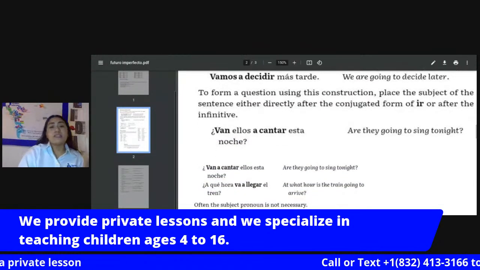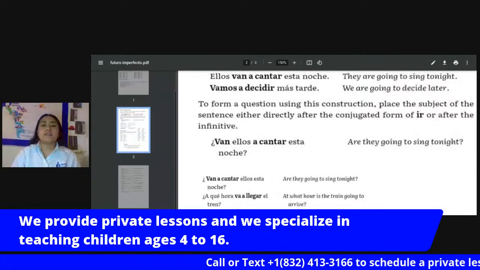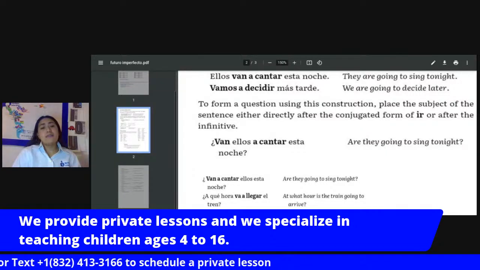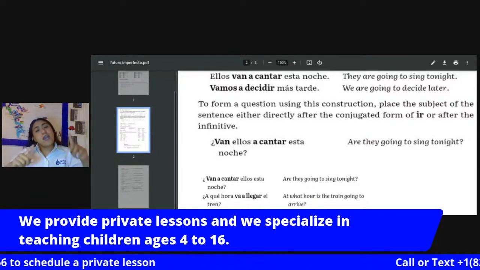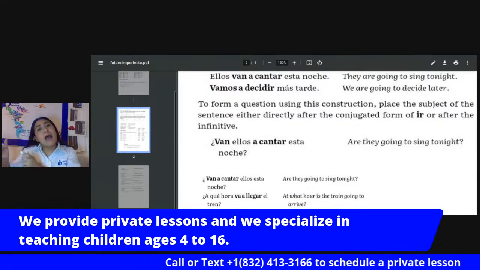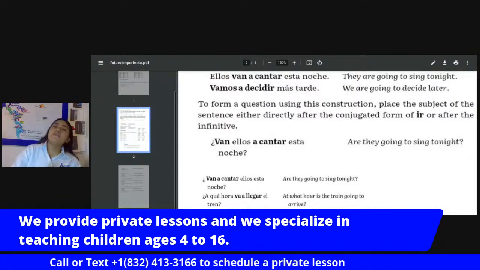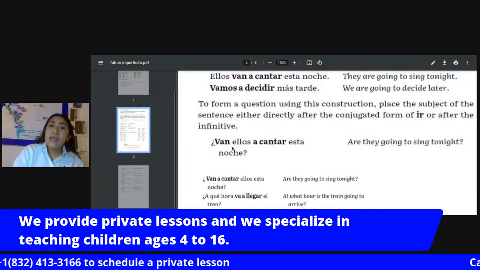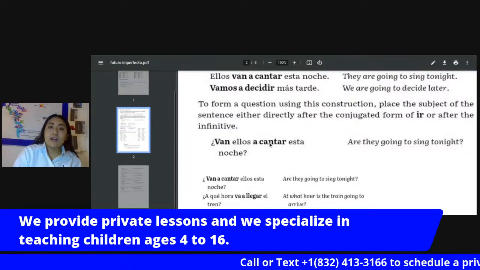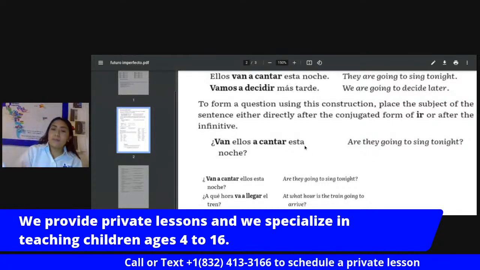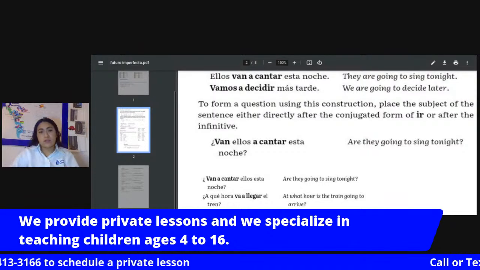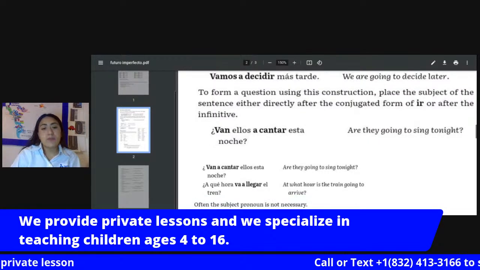So, for the questions, yes. How to form the question of this? You just need to add, you write the same, and you just change verb to go at the beginning, and then pronoun, and then a verb in infinitive. For example, van, to go, ellos, pronoun a, okay? Then cantar, verb in infinitive, and then the complement. Also, remember, for us, the questions are going to be the open one and the closed one, okay? The question mark.